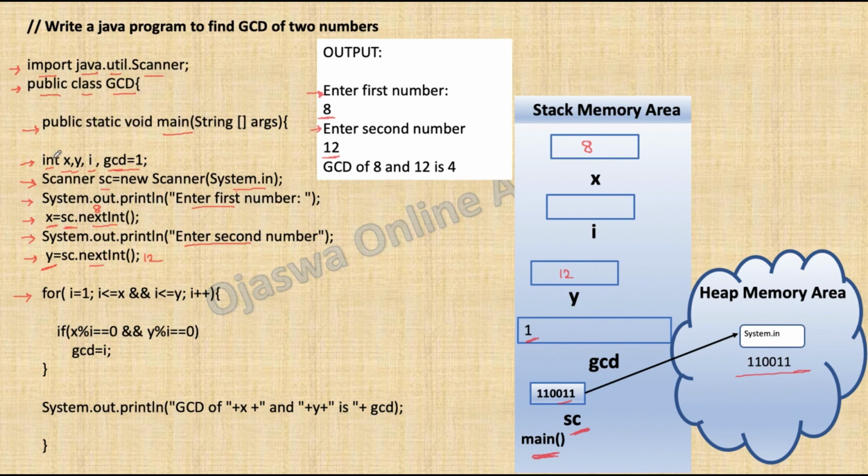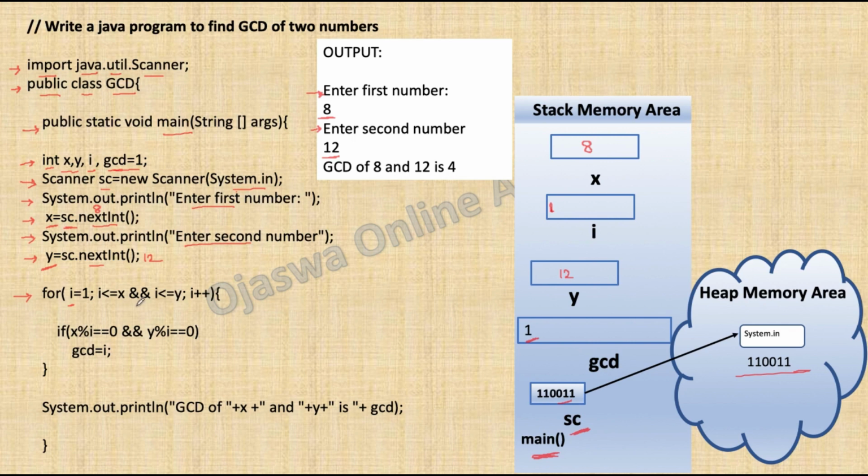We'll find the common factors of 8 and 12. That is, we need to find numbers that divide 8 as well as 12. And the highest common factor is the answer, the GCD. So we will be using a for loop. Variable i is used to iterate the loop. i is initialized to 1. So when the interpreter reads i equal to 1, value 1 is stored inside the memory reserved for variable i.